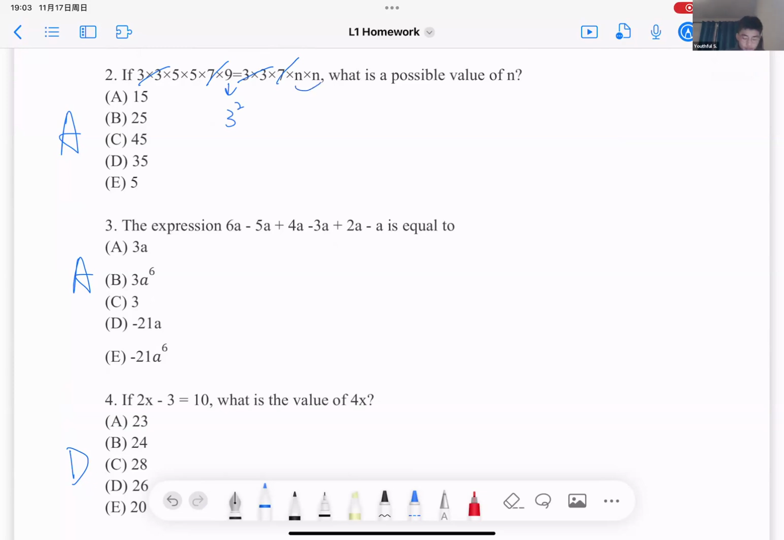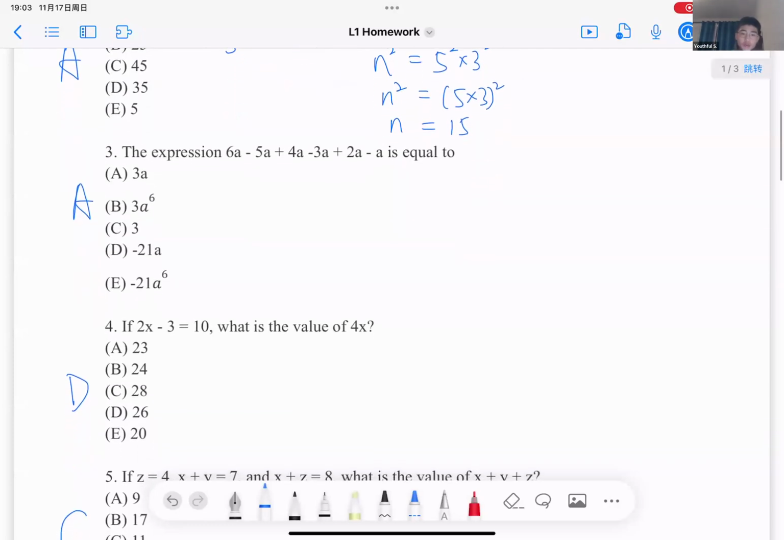So you've got two n's here. n squared equals 5 squared times 3 squared. So n squared equals 5 times 3, the whole thing squared. So n equals 5 times 3, which is 15. The answer to the second question is A.